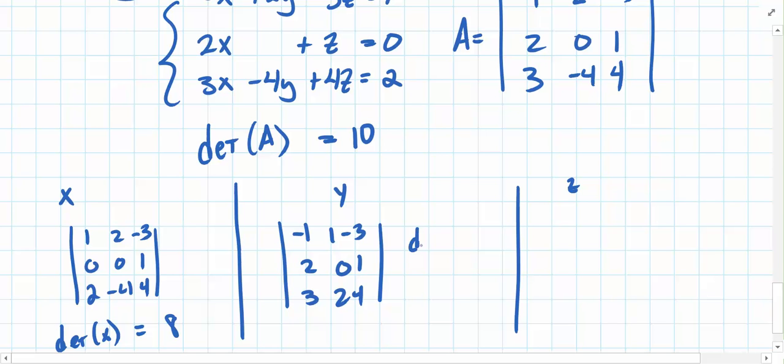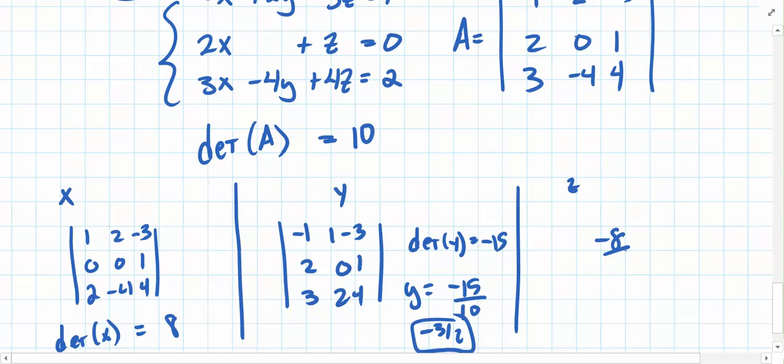And you should have found out that the determinant for your Y should have been a value of negative 15. Therefore, Y would be negative 15 divided by 10, or a value of negative 3/2. Doing something similar for Z, you should get negative 8/5.